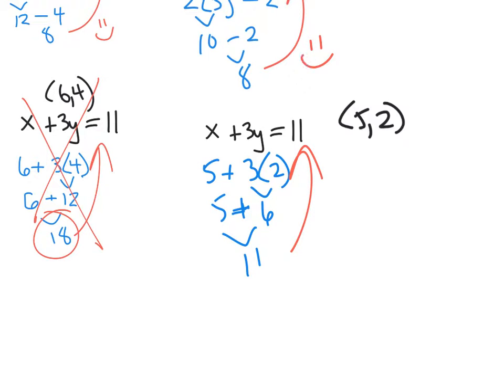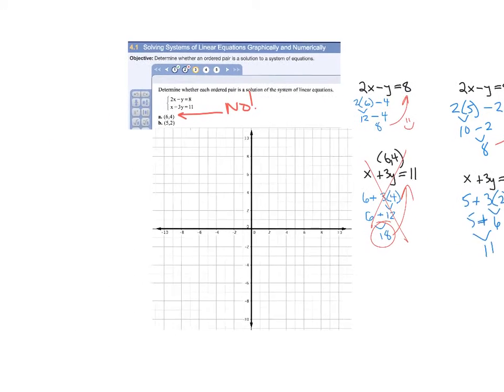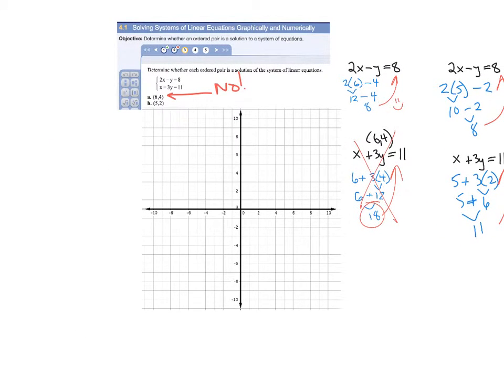It worked up here, and it worked down here. So that means 5 comma 2 is a yes. So this is a yes. It does work in both lines.